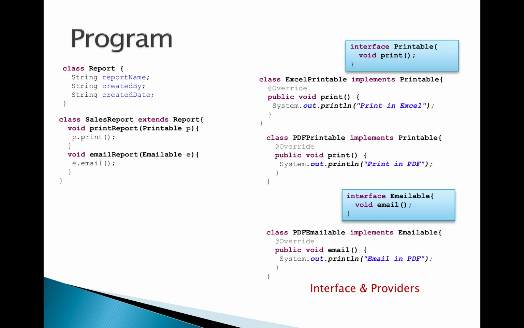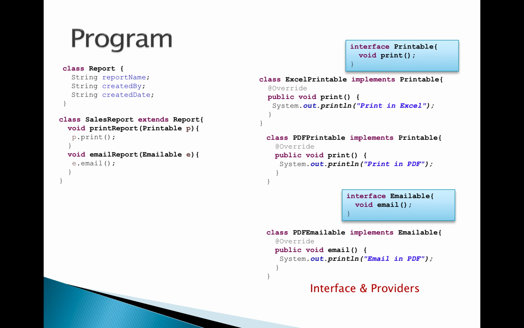Now I have two methods in the sales report. One is print report, the other one is email report. Print report is taking an argument called printable. Anything that is printable, give me. And anything that is emailable, give me. That emailable is going to come as an argument for the email report.